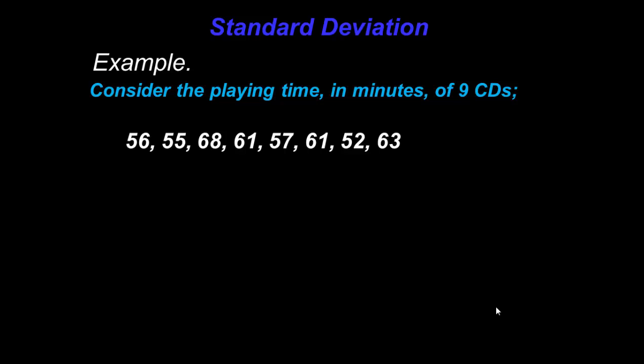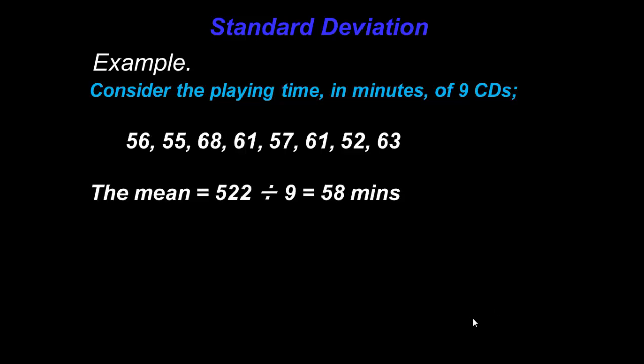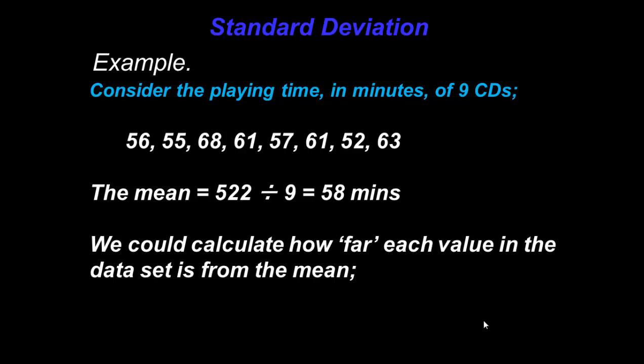Well, first things first, work out the mean, and in this case it comes out to be exactly 58 minutes. It could have been a decimal, but I chose my numbers just to make life a little easier. Then what I do is CD by CD, find out the difference, or the distance rather, between that data value and that mean. Okay, so this is the value that's often referred to as the deviation. It's the deviation from the mean.